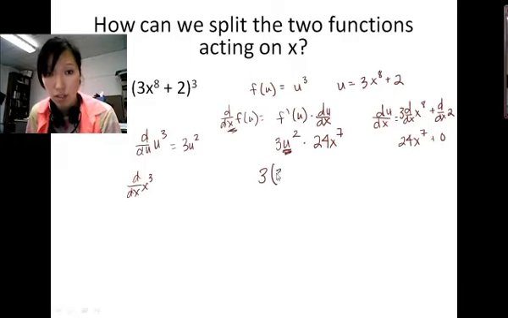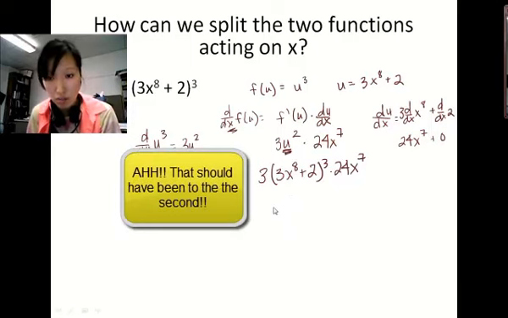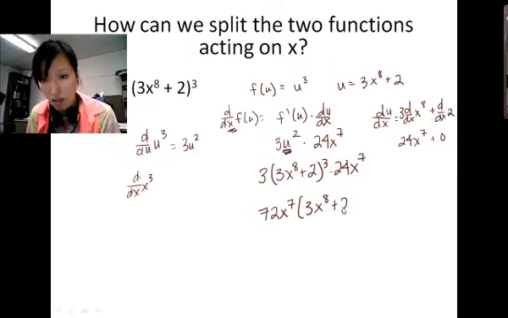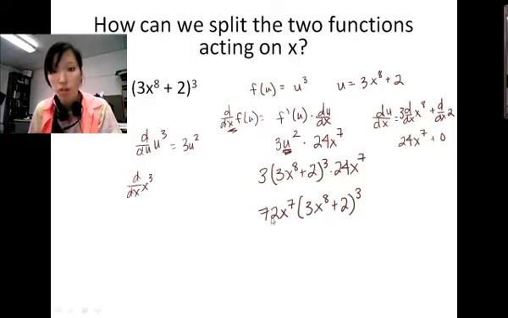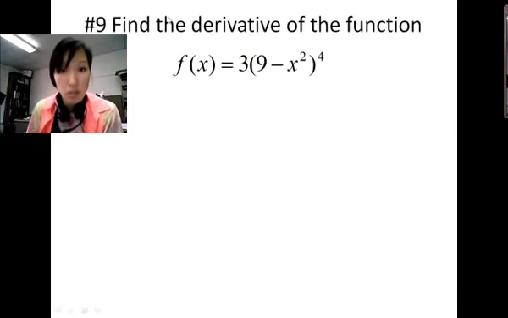3 times 3x to the 8th plus 2, to the 3rd, times 24x to the 7th. So I am going to lump this 3 and this 24 together. That's going to get us 72x to the 7th times 3x to the 8th plus 2, to the 3rd. Anything beyond foiling to a degree of 2, you don't have to FOIL out. This would be fine the way it is. Alright, let's do another example.